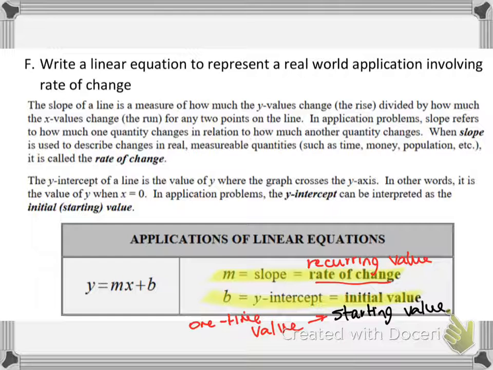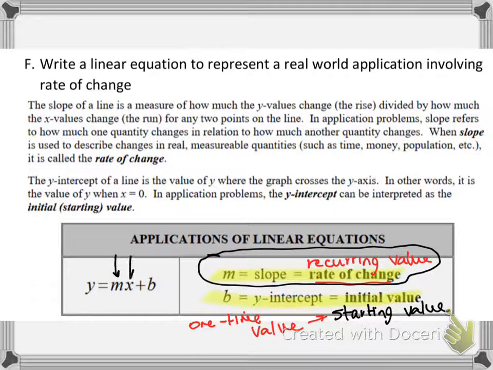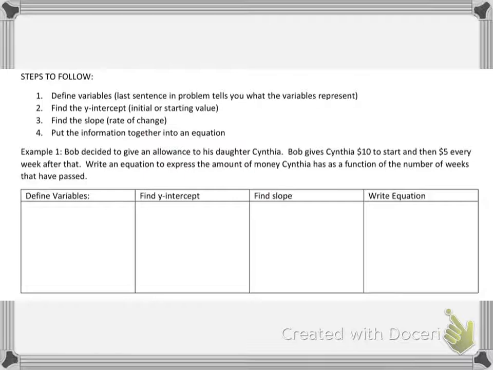So again, when you are looking for your slope or your rate of change, it's usually a value that's going to happen over and over again because your slope is getting multiplied by x. And then your b is not getting multiplied by a variable. It's usually a one-time value, sometimes like a one-time cost. So let's do an example and see if this makes sense.